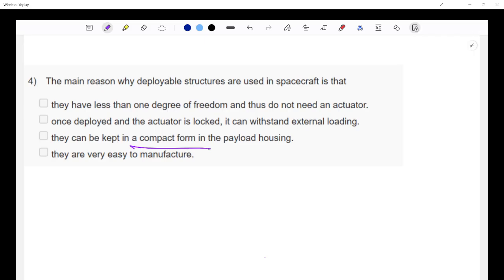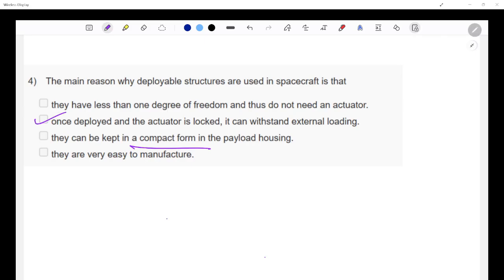Okay. Second thing is structural strength after deployment. So after deployment, actuator is locked. System becomes a rigid structure. It must withstand external forces. If there are some vibrations or some loads which are acting on it, all of them should be taken care of. Okay, so this is the mechanism during motion, but it is structure after deployment.